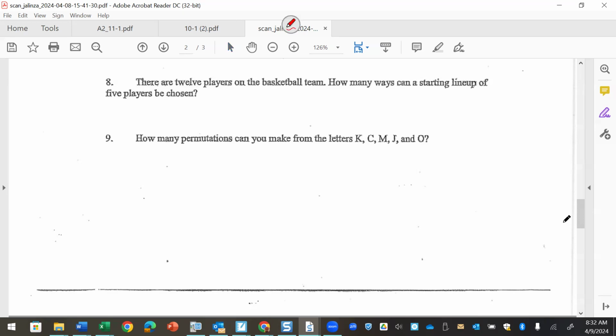What are we picking out of? A pot of how many? 12, and then picking 5. Okay. And what is the difference?